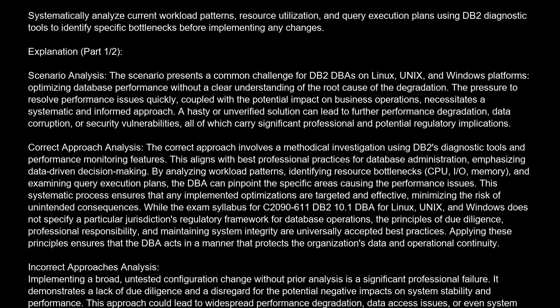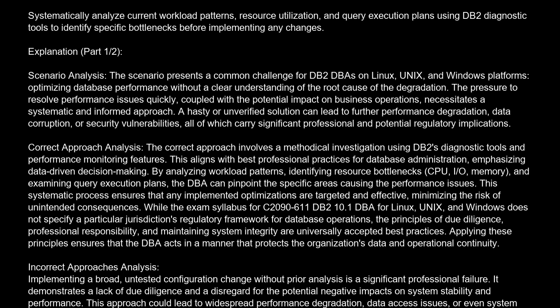The pressure to resolve performance issues quickly, coupled with the potential impact on business operations, necessitates a systematic and informed approach. A hasty or unverified solution can lead to further performance degradation, data corruption, or security vulnerabilities, all of which carry significant professional and potential regulatory implications.